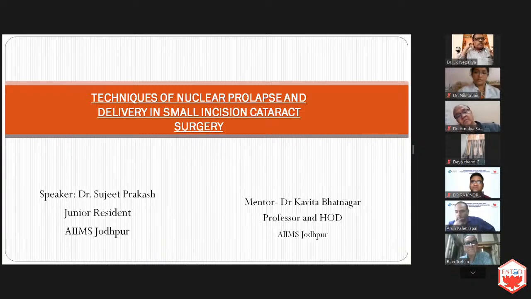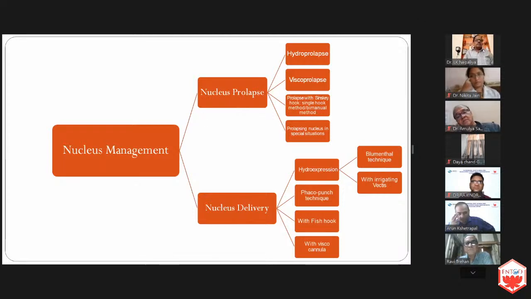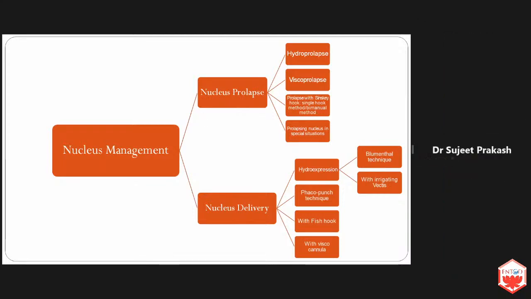So first I'll give the overview. What we're going to discuss, the nucleus management will be divided into two parts. First will be the nucleus prolapse and then nucleus delivery. The nucleus prolapse will be looking briefly at hydroprolapse, viscoprolapse, prolapse with Sinsky hook, which will include both single hook method and bimanual method, and prolapsing of the nucleus in a few special conditions. In nucleus delivery, we'll be focusing on hydroexpression, which will include the Blumenthal technique and the irrigating wire vectis, phaco punch technique, fish hook technique, and nucleus delivery with visco cannula.